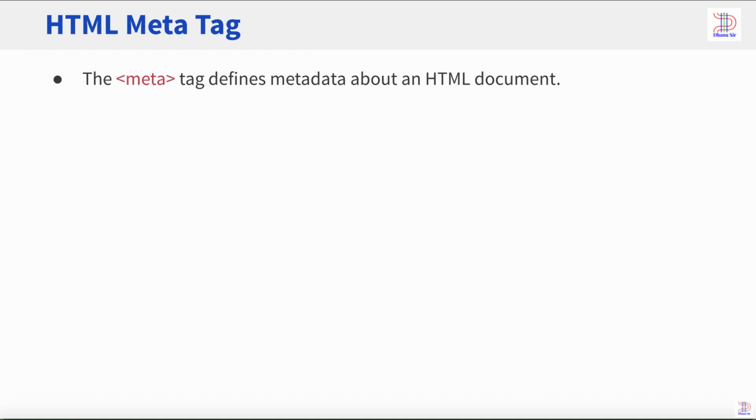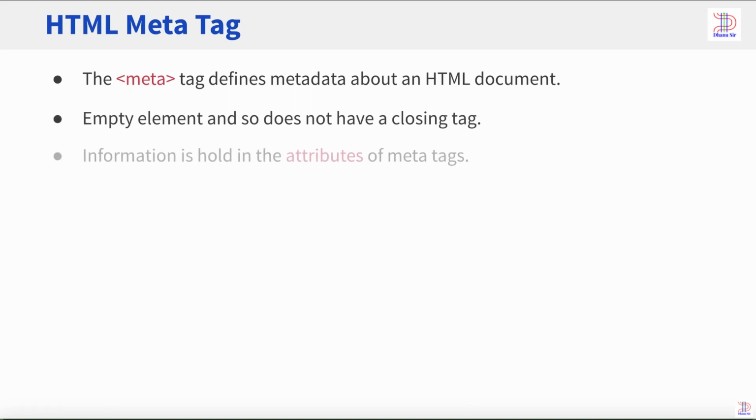The meta tag defines the metadata about an HTML document. And what is metadata? It is basically data about the data. It is basically an empty element, that is, it doesn't have any closing tag. Most of the information in meta tag is represented in the form of attributes.